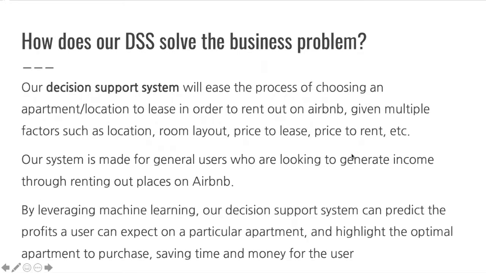So our DSS is basically going to solve this business problem. Our system will ease the process of choosing an apartment or location to lease in order to rent out on Airbnb, given multiple factors such as location, room layout, price to lease, price to rent, etc. And our system is made for general users who are just looking to generate some income through renting out places on Airbnb. So therefore, by implementing and leveraging machine learning concepts, our decision support system will be able to predict the profits that a user can expect on a particular apartment and basically highlight the optimal apartment to purchase, and as a result, save time and money for the user.